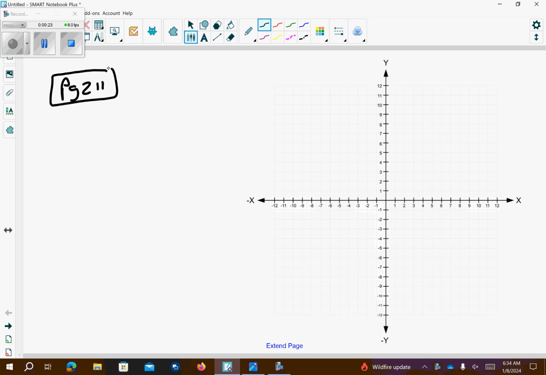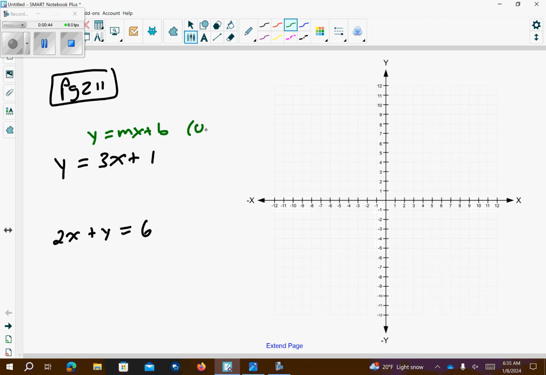What we're going to be doing is graphing two different equations on the same graph. We're going to try and figure out where they cross. So remember, this one is set up as y equals mx plus b, where 0 comma b is the y-intercept and m is our slope.